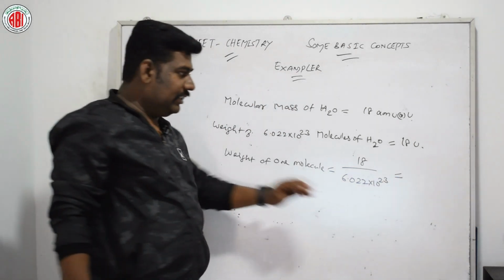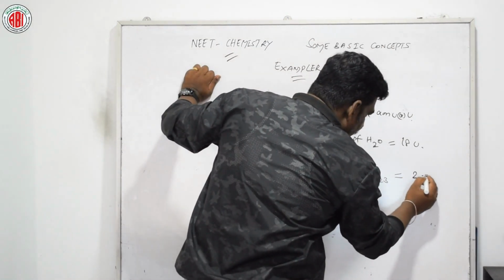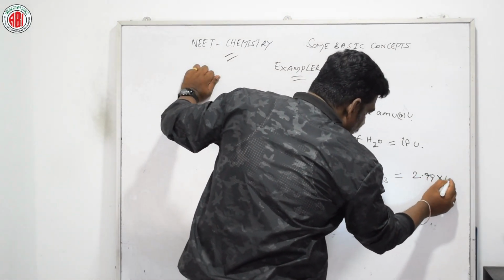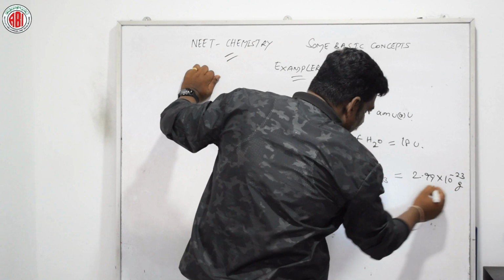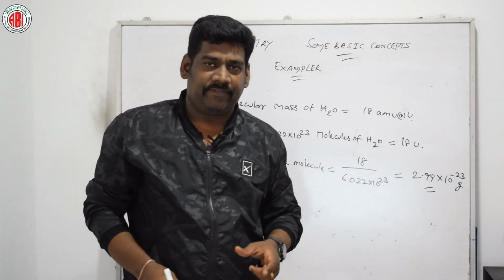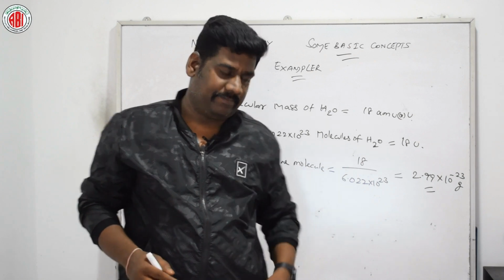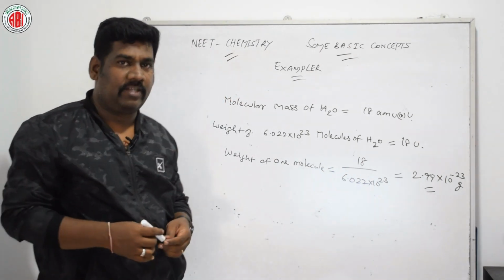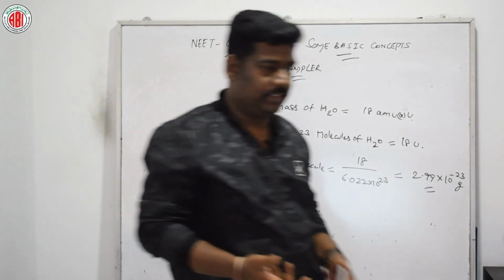Yes. So simplifying this, we will get around 2.99 into 10 to the power of minus 23 gram. So this is what? The mass of a water molecule in gram. Okay. So by this way we can solve this problem. Let us go for the next question.